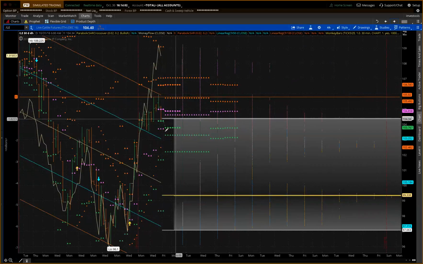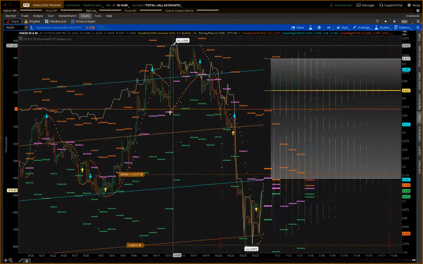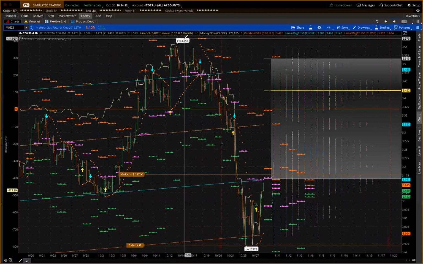I think we're going to probably go sideways here overnight. Natty gas. Okay, so now the new contract. So the prices have changed. So the high on here is about 355 in that.